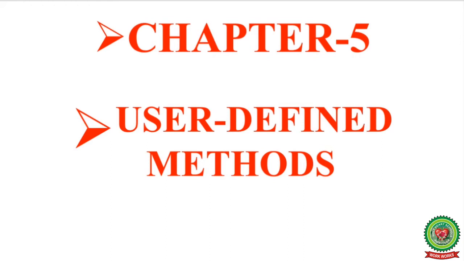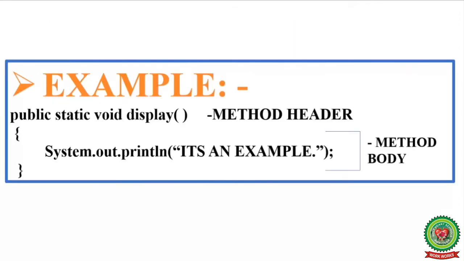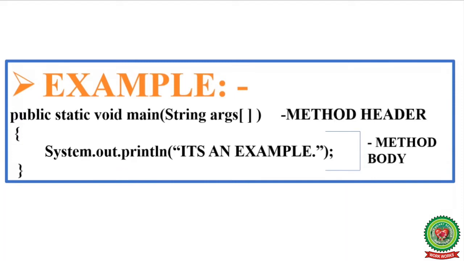Today we are going to start chapter 5, user-defined methods. The objectives of today's topic are: you will learn what a method is, the need or advantages of methods, method definition, method parameters, and invoking methods. Before starting with the key terms, let us understand what a method is.